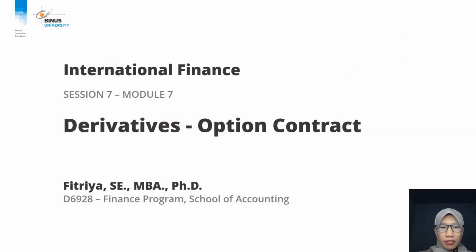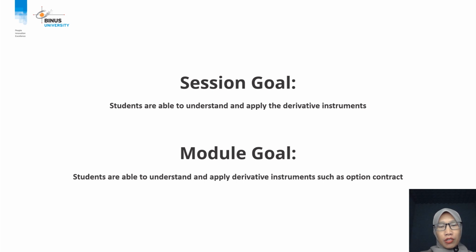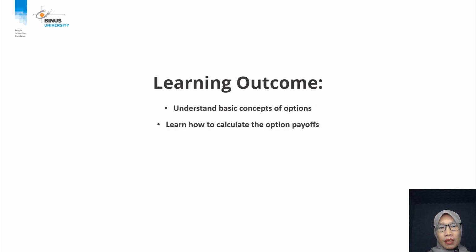Welcome to Session 7, Option Contract. In this session, the goal is students are able to understand and apply the derivative instruments, and the module goal, students are able to understand and apply derivatives instruments such as option contracts. So, the learning outcome is to understand the basic concepts of options and to learn how to calculate the option payoffs.